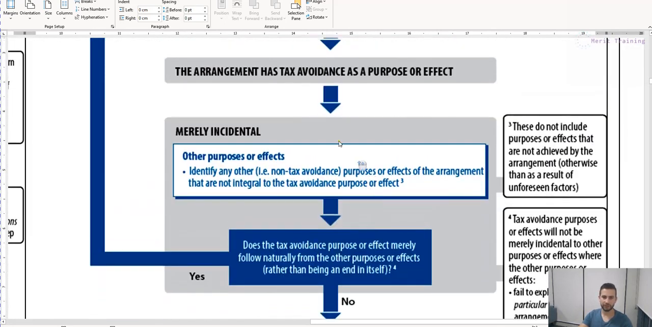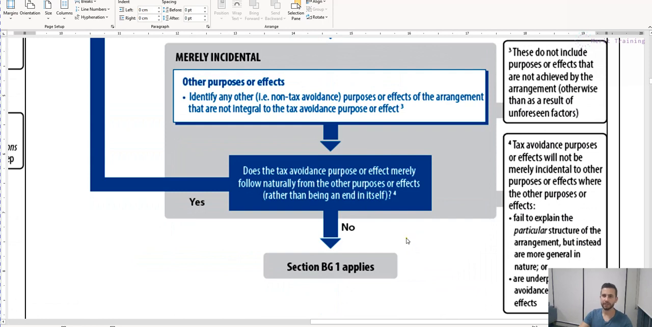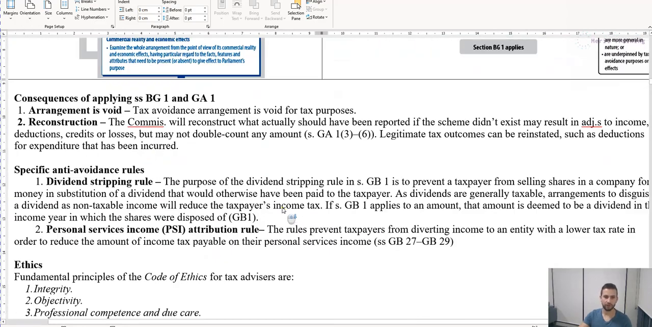And the next question is: is it merely incidental? So was there any other, i.e. non-tax avoidance purposes that we should be considering that might have detracted from this? If the answer is no, then section BG1 applies, and basically tax avoidance will be deemed to have occurred, and obviously the penalties associated with that, which we'll go through quite shortly.